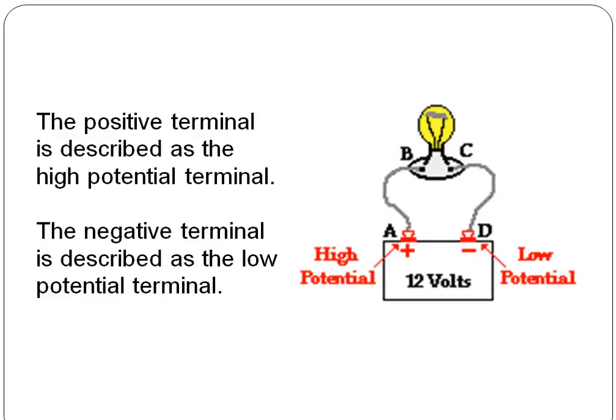Again, our positive terminal is going to be our high potential, and our negative terminal is going to be our low potential. So that's how we're defining the direction of current, from high to low.